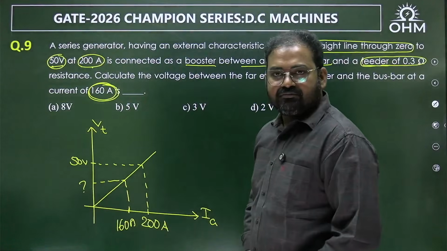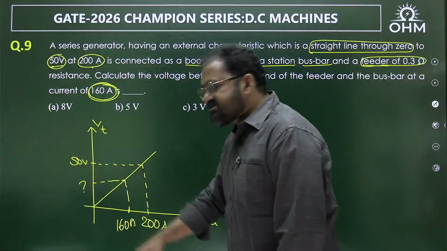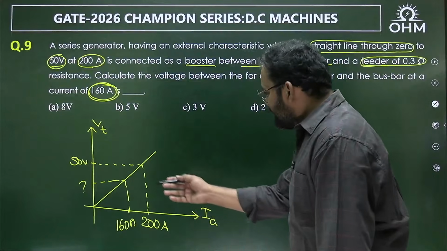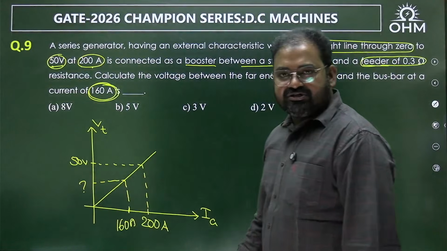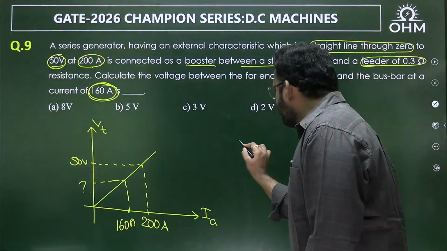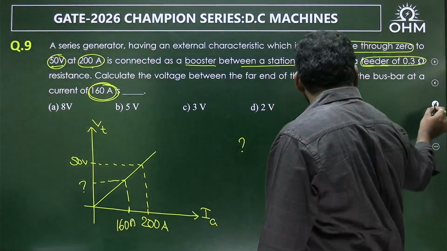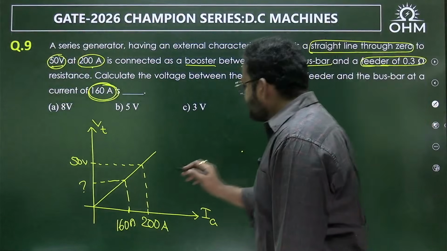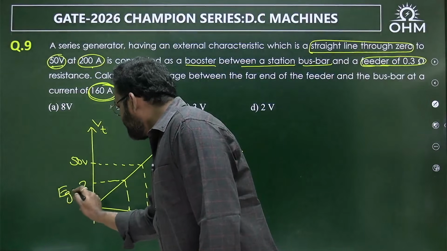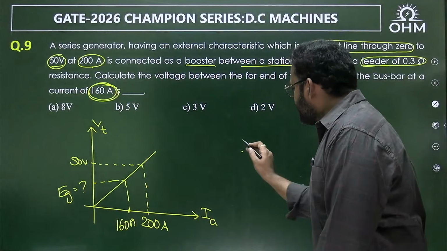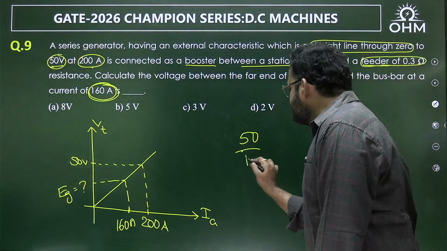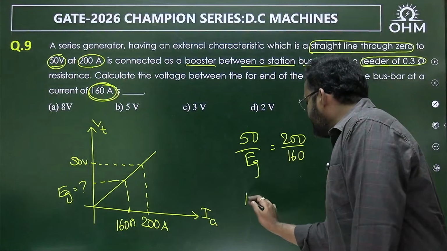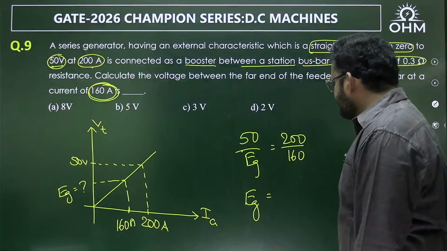An unknown value. But is it looking like a straight line passing through the origin? That means y is equal to mx. Therefore, you can easily find this unknown voltage. Let us assume it is Eg. So you can apply y is equal to mx. So 50 by Eg is equal to 200 by 160.